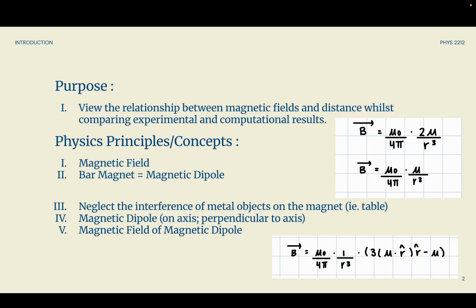Four, the magnetic dipole on axis and perpendicular to axis, which formulas can be seen here at the top on the right hand side of this page, and then the magnetic field of a magnetic dipole formula here at the bottom of the right hand side of this page.